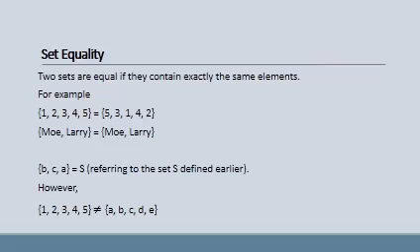However, {1, 2, 3, 4, 5} is not equal to {A, B, C, D, E}, although they have the same number of elements, but the elements are not the same.